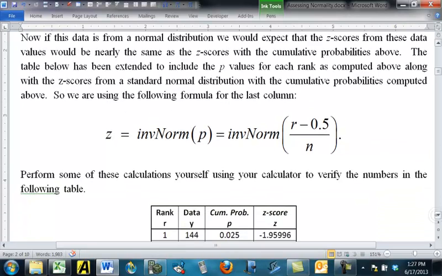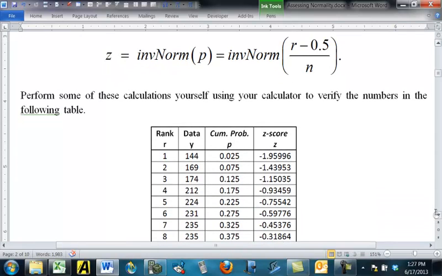So we're going to do that, and we come up with this table here. We want to take the rank. We have our data here, we put it in order, and we give it a rank. We take the rank, subtract a half, and divide by n.